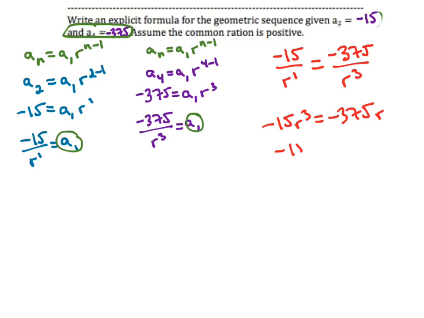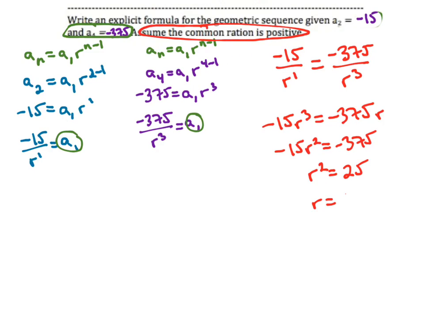Let's go ahead and do that. Negative 15 r squared equals negative 375. All right, let's divide both sides by negative 15. R squared equals 25. Hey, we can figure out what r is now. R equals, hey, remember this little sentence that you didn't care about a second ago? You care now because we don't need to worry about plus or minus 5, right? R equals 5. We now have r.